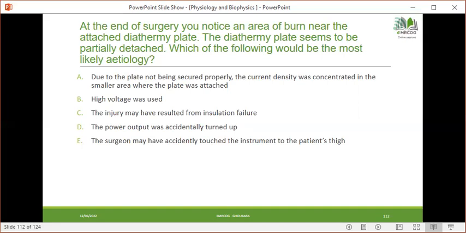Yes, excellent. It's A, due to the plate not being secured properly.